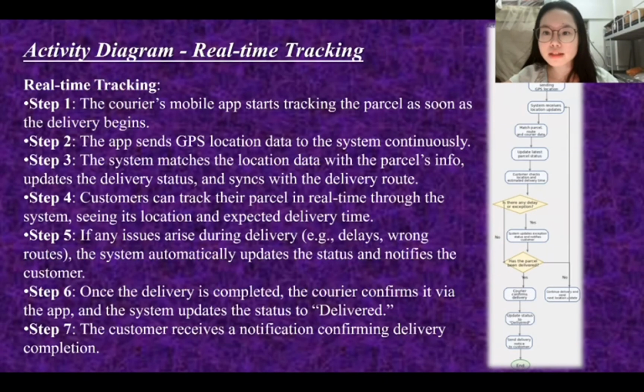If issues occur, the system sends notifications. After delivery, the status is updated to delivered. This improves checking accuracy and visibility.